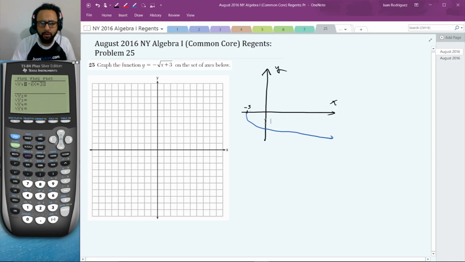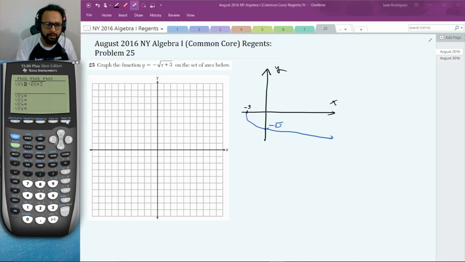I know that for this y coordinate, if I plug in 0, this is x equals 0, I get negative radical 0 plus 3, which is radical 3, so negative radical 3. So I do know that point is between 0 and 2, and between -1 and -2. But I'm going to graph this thing. Zoom standard, which is 6. Okay, there's the graph.